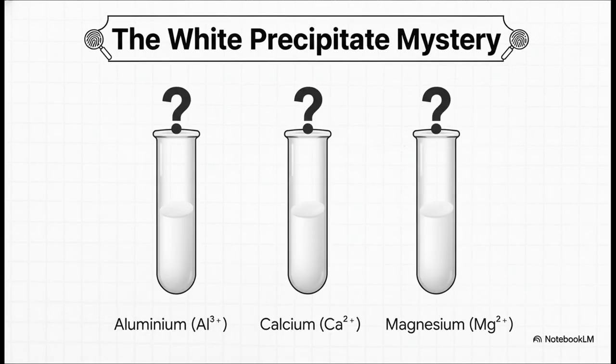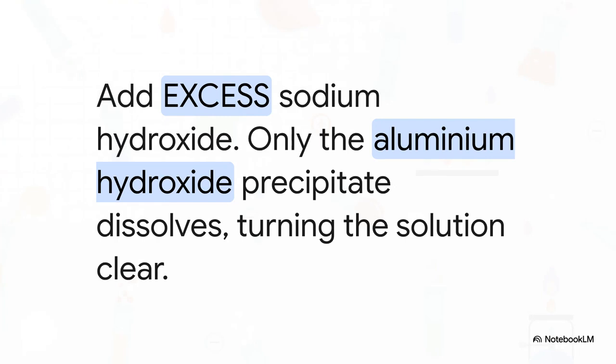But of course, the case isn't always so straightforward. Sometimes you add your sodium hydroxide and you just get a plain white precipitate. Now that's a puzzle because 3 of our main suspects, aluminum, calcium, and magnesium, all do this. So how on earth do we tell them apart? We need one last deciding clue. And here it is. This is the crucial step.